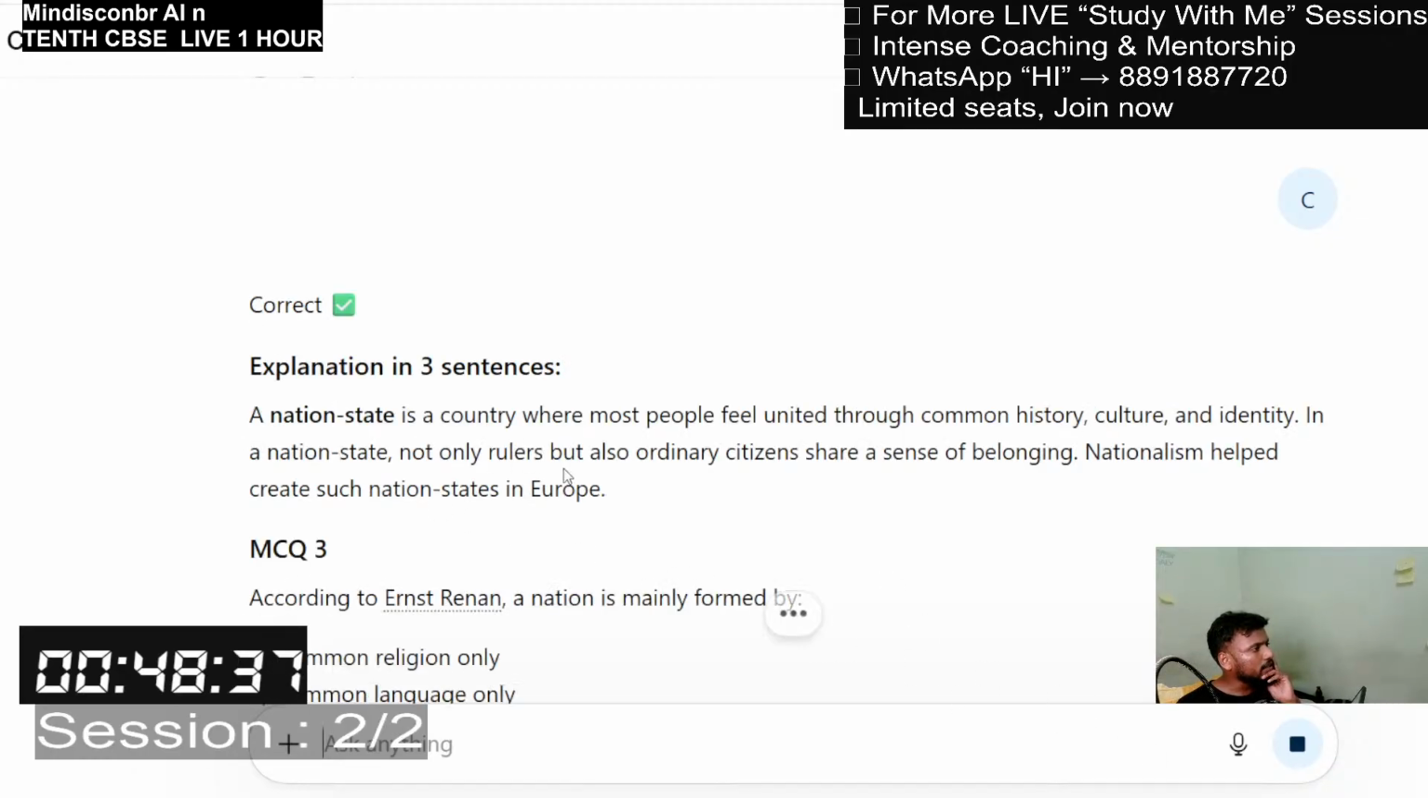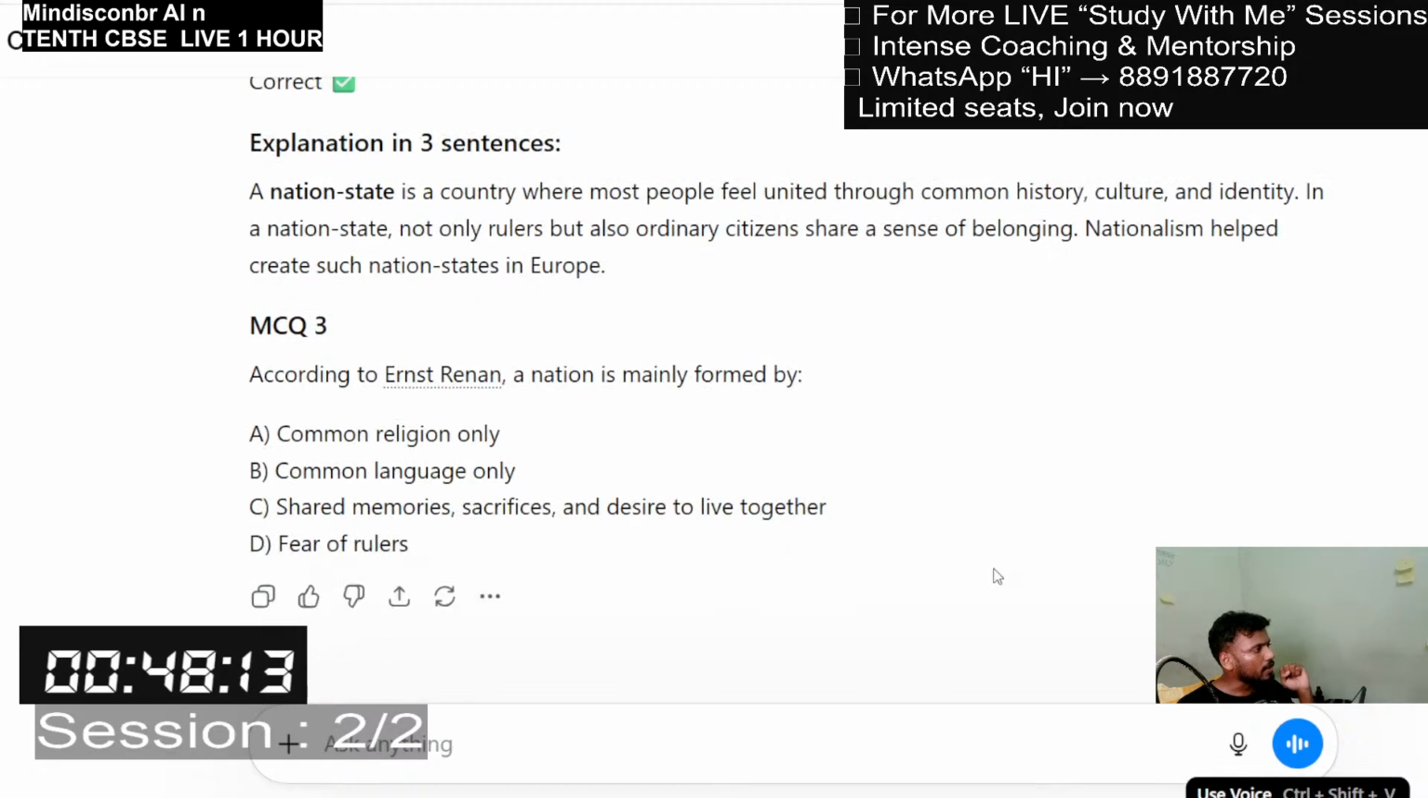A nation state is a country where most people feel united through common history, common culture, and identity. In a nation state, not only rulers but also ordinary citizens share a sense of belonging. Nationalism helped create such nation states in Europe.